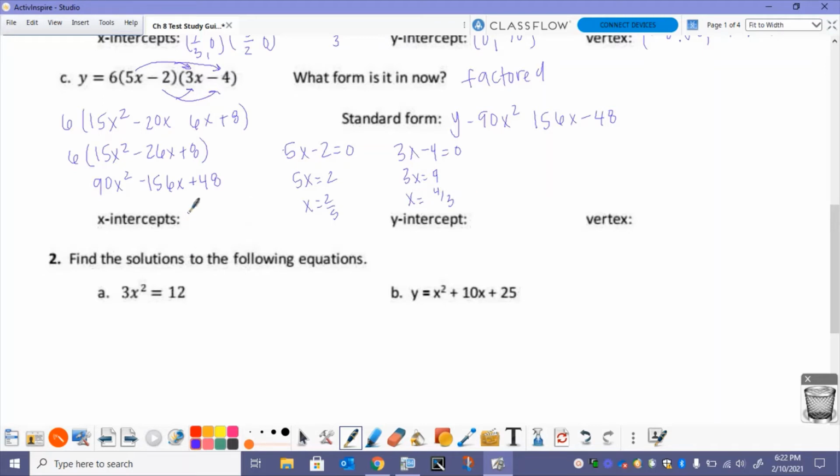So our x-intercepts, once again, ordered pairs. All right, our y-intercept we can pull from the standard form that we found, that c value.